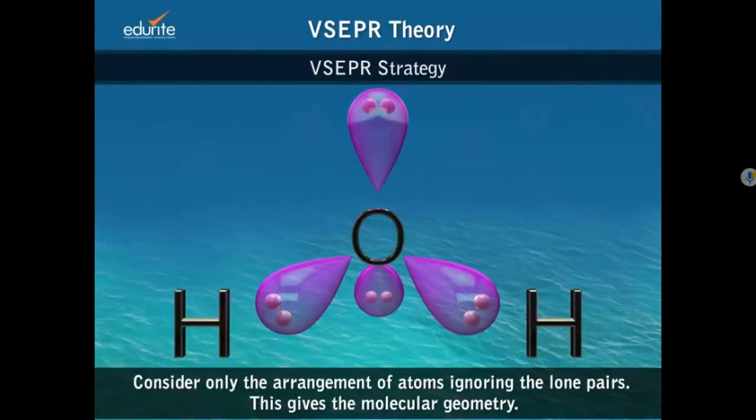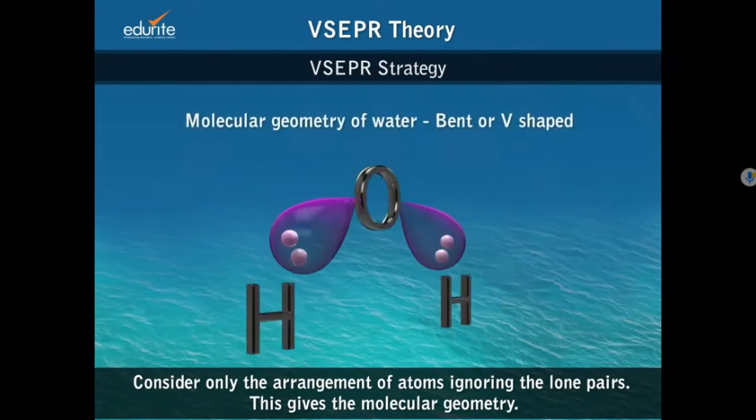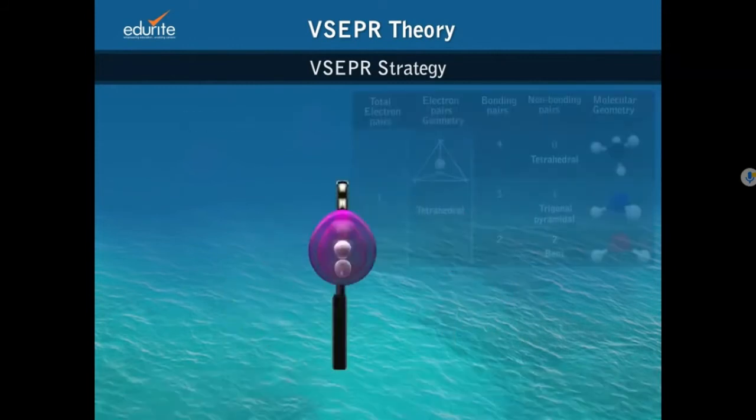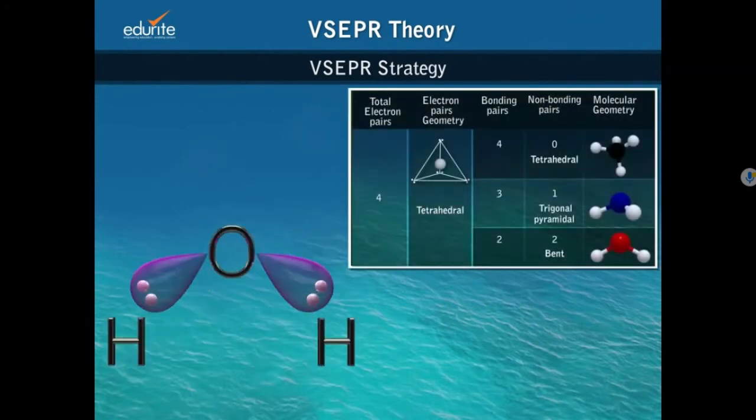Next, determine the molecular geometry. To do this, only the atoms need to be considered. So, ignore the lone pairs and look only at the arrangement of the atoms. We observe that the atoms are arranged in a bent or V shape. Alternatively, once the numbers of bonded and lone pairs have been determined for the Lewis structure, the shape is identified using the VSEPR molecular geometry table.